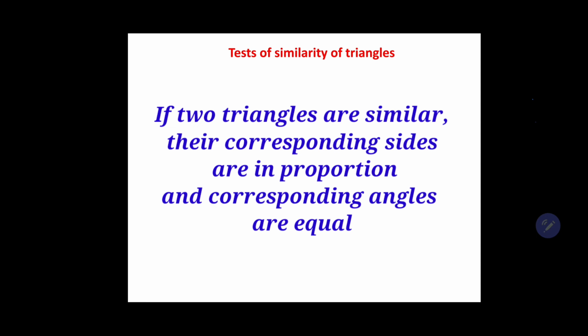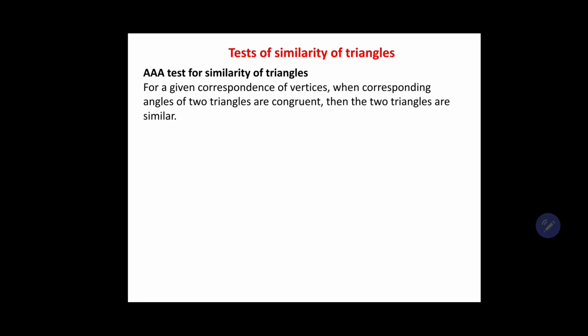Now the next point is the test of similarity of triangles. Last year we studied the concept of similar triangles and the difference between the congruency and similarity of triangles. At that time we studied that if there are two similar triangles, then their sides are in proportion and their angles are congruent. So to decide whether the two triangles given are similar or not, we have some tests of similarity. The first is the AAA test for similarity of triangles.